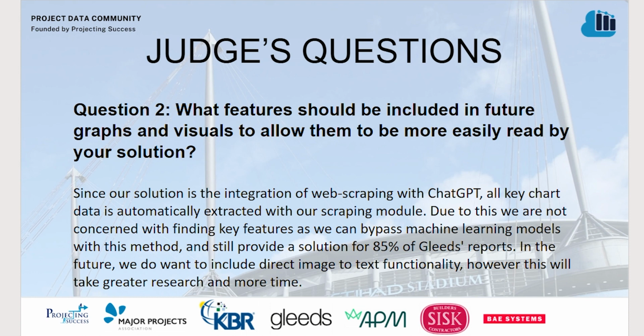Question 2. What features should be included in future graphs and visuals to allow them to be more easily read by your solution? Well, since our solution is the integration of web scraping and ChatGPT, all key chart data is automatically extracted with our scraping module. Due to this, we're not concerned with finding any key features, as we can bypass basically all machine learning models using this scraping method, and we can still provide a solution for 85% of GLEAD's reports. In the future, we would like to include a direct image to text functionality. However, this will take greater research and a lot more time.